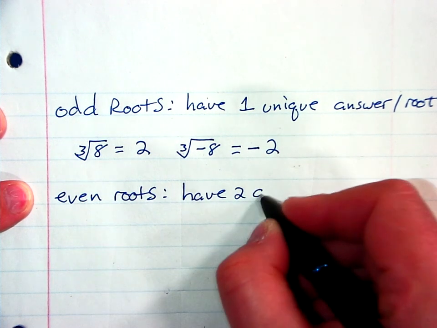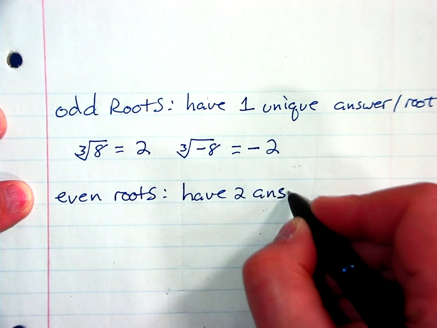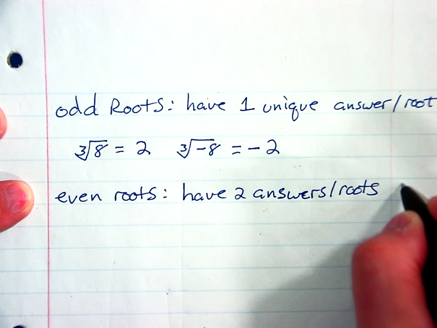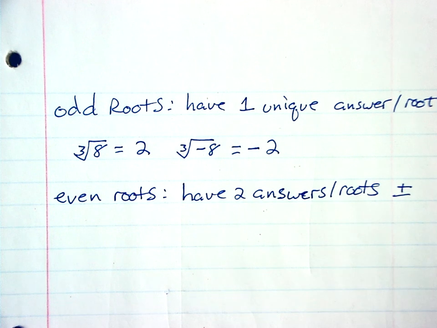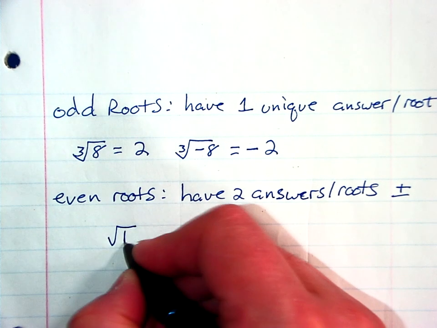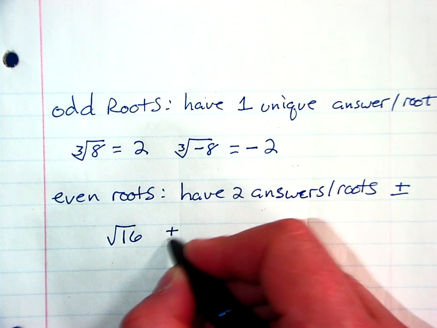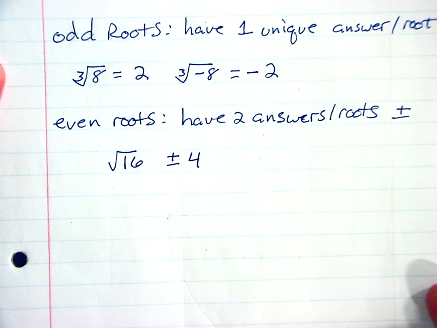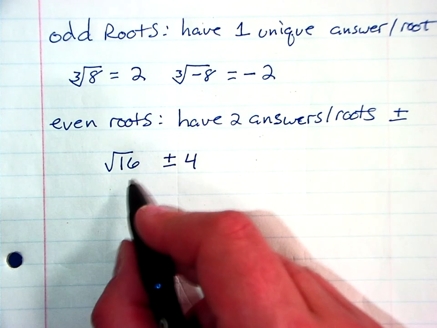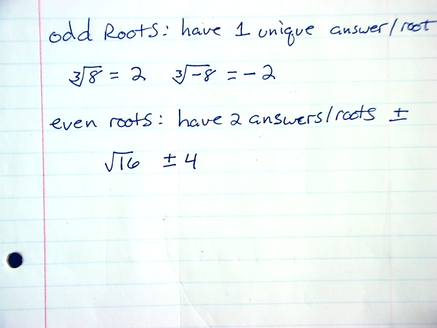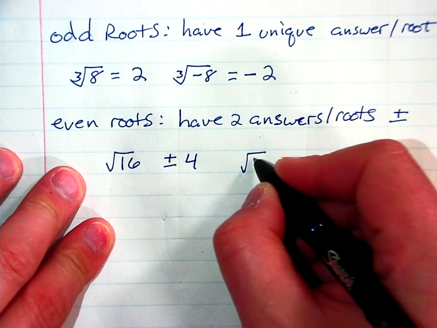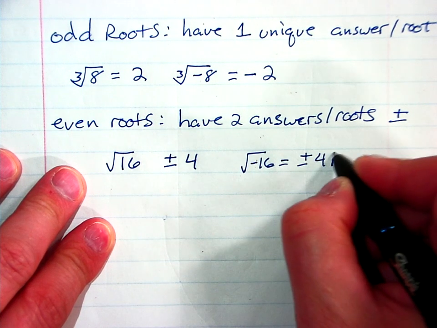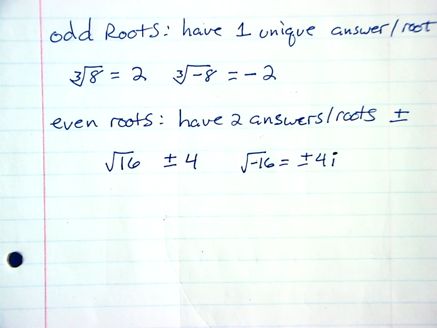Even roots have 2 answers per root, and it can be plus or minus. For example, the square root of 16 can be plus or minus 4. But like Jonah said, if it was negative 16, it would be plus or minus 4i, correct? So we'll write that too. The square root of negative 16 is plus or minus 4i, because we're actually going to do that again later.